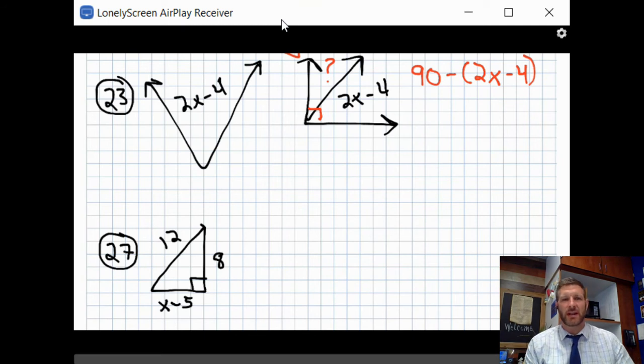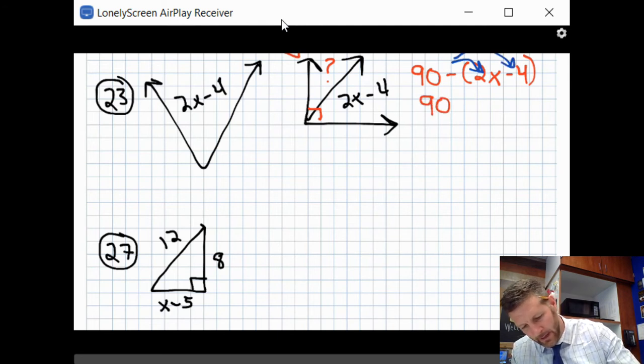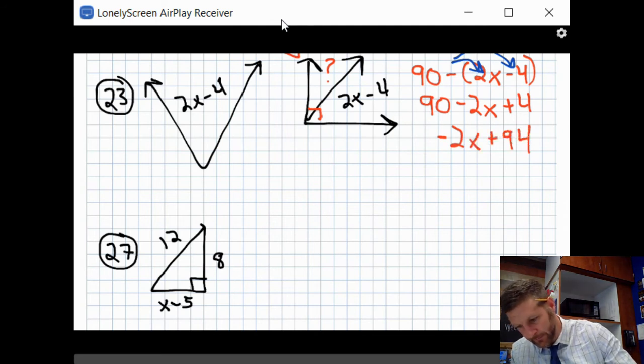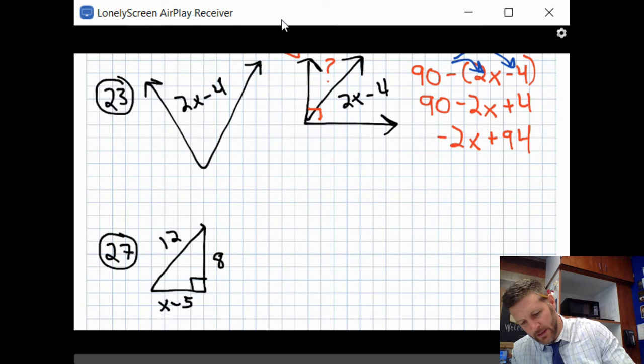And again, it's kind of frustrating because you can't know what that number actually is, but we can express it in terms of x. And then, just a reminder, I put that expression in parentheses, so I want to distribute my negative. So this is the same as 90 minus 2x plus 4, which if I simplify is negative 2x plus 94. Okay? So that would be this question-marked angle up here, and that would be the complement of the angle.